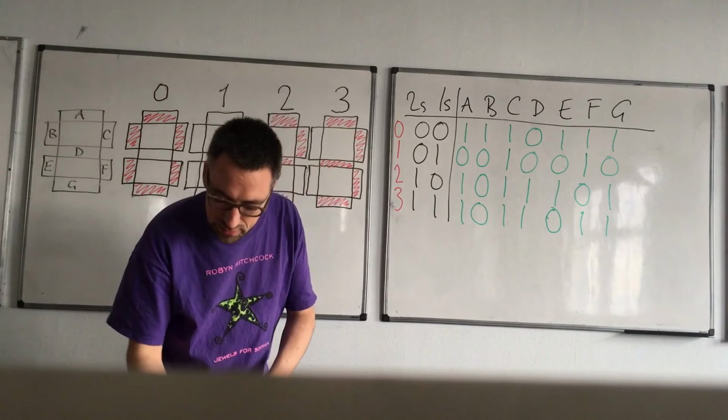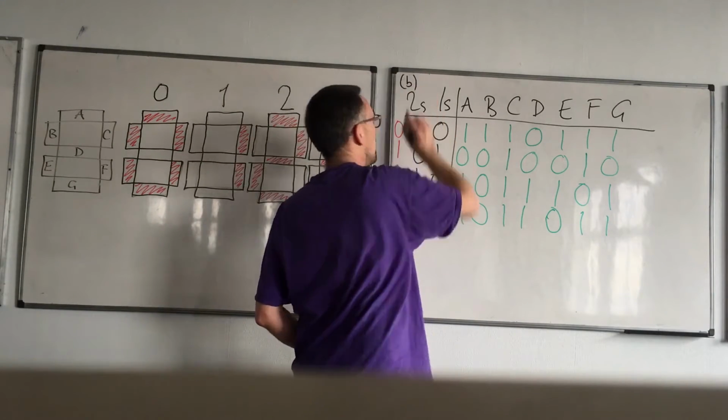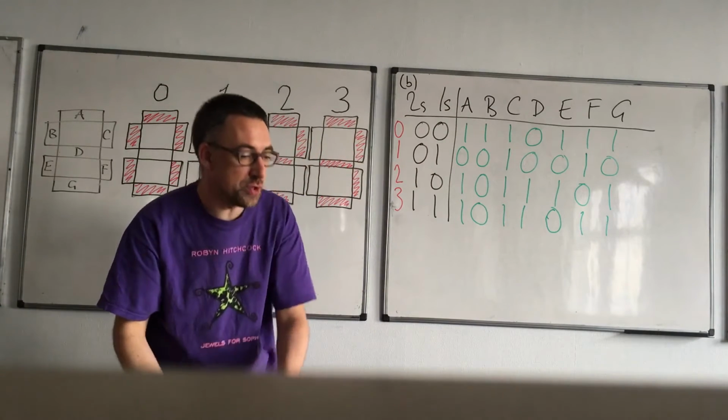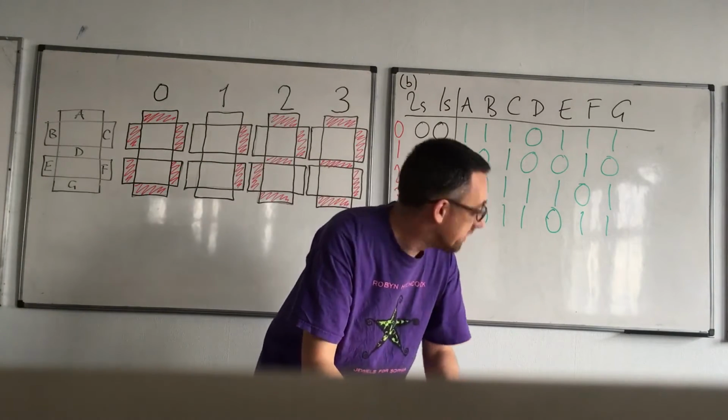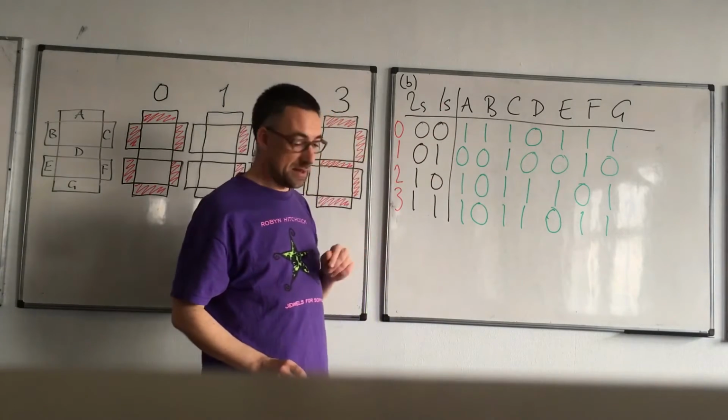So that is the solution to part B. We have figured out what signals we need to send to each of the cells in order to display each number.